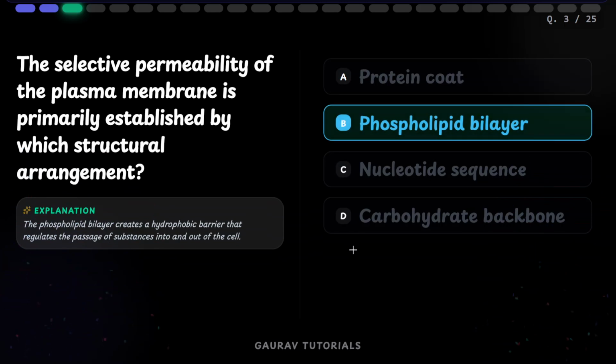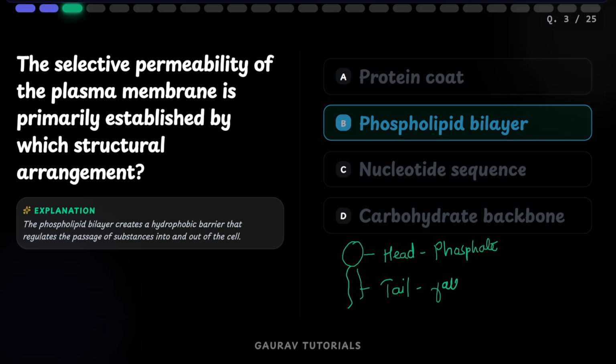Phospholipid layer. The phospholipid is composed of two components. The first part is called the head, which is made up of a phosphate group, and the other part is called the tail. It is made up of fatty acids. The phosphate group is hydrophilic in nature and the fatty acid is hydrophobic in nature.